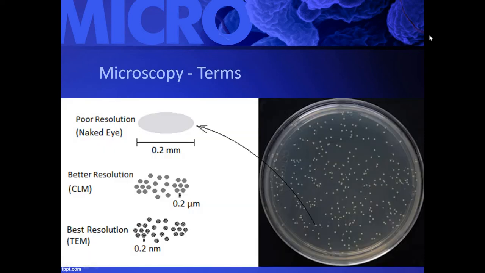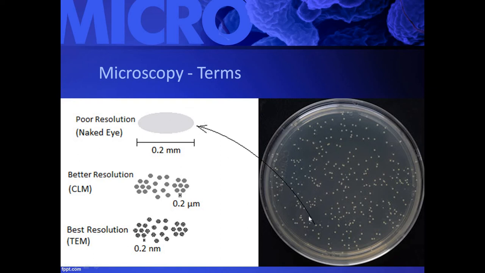Okay, so this is a slide that I made to further explain what resolution is. We have the petri dish right here. A petri dish is a flat glass that is used to grow bacteria. Each dot you see in the glass is a bacterial colony having many hundreds or even thousands of bacteria. So by our naked eye, we can see each colony as one dot, right?